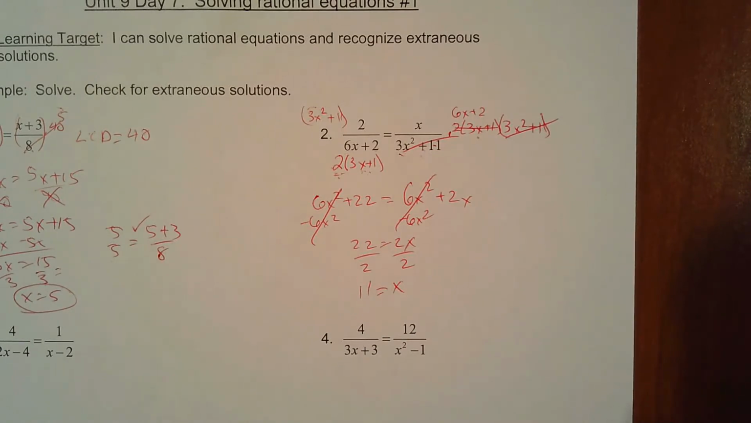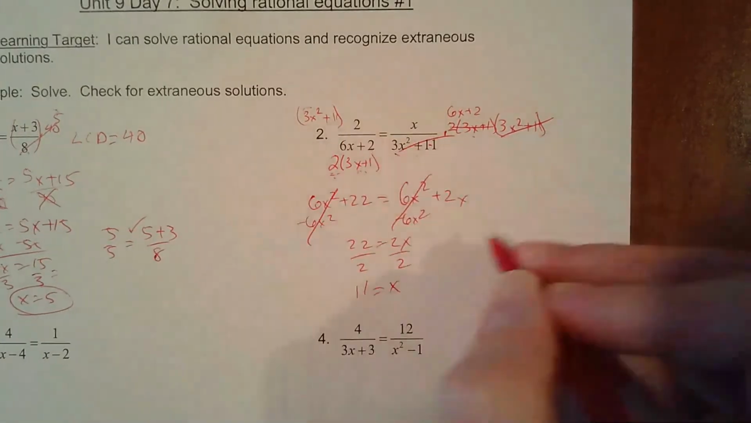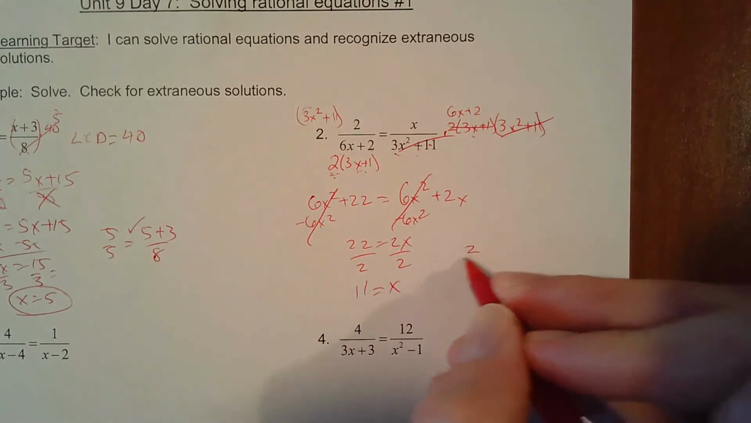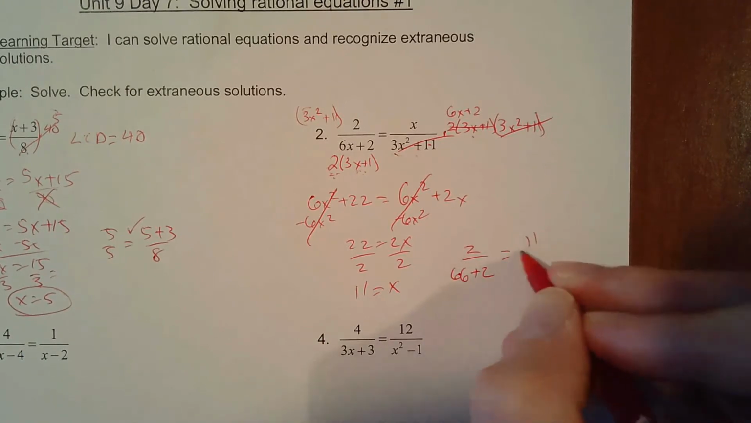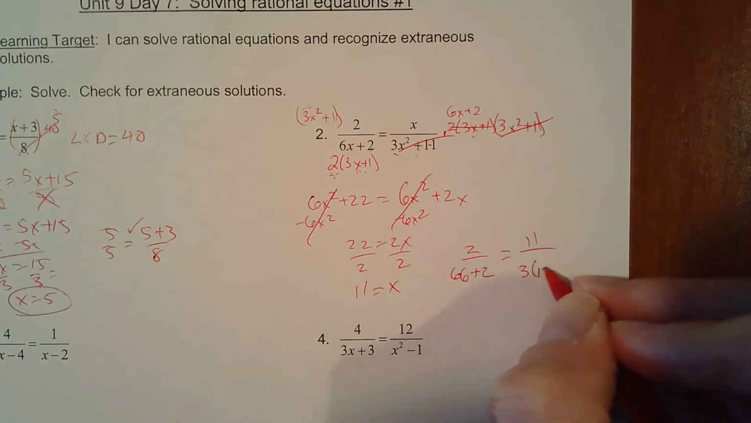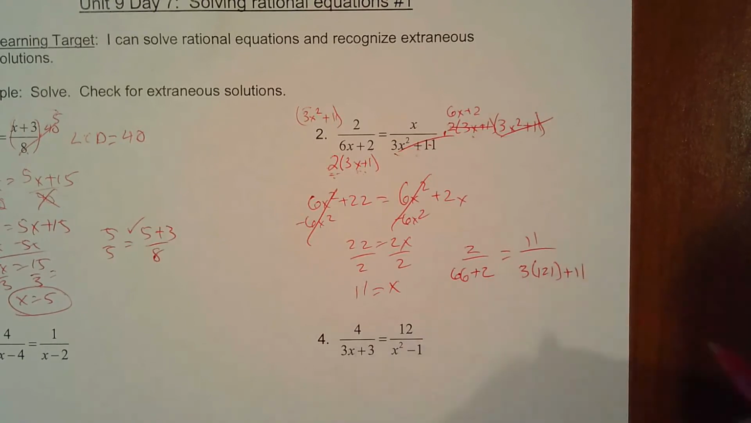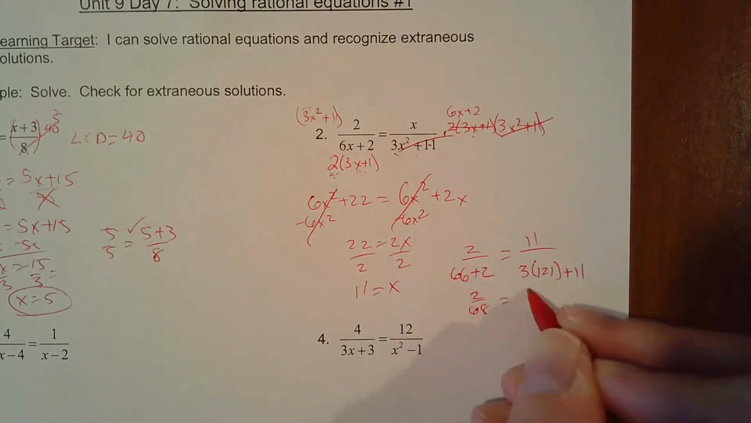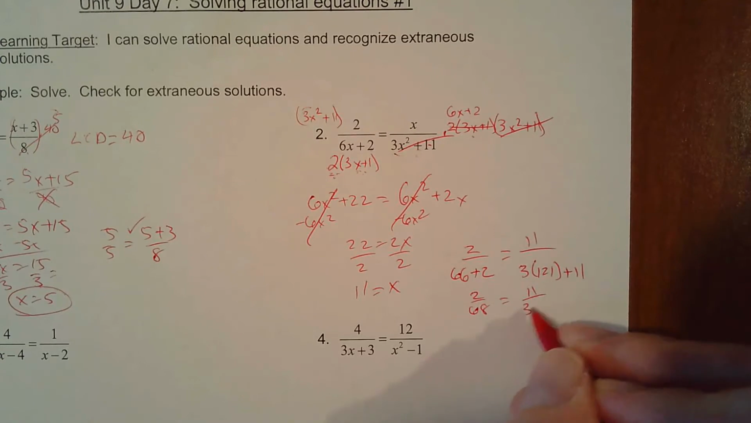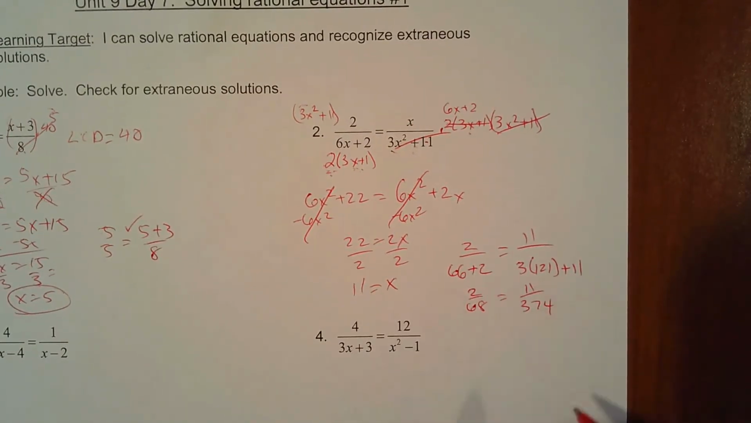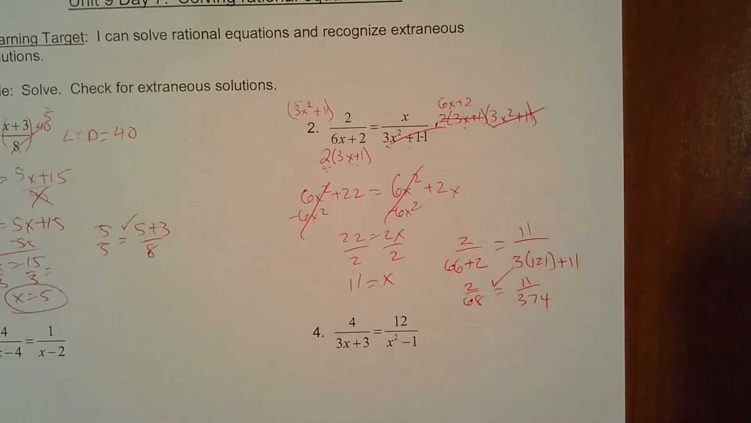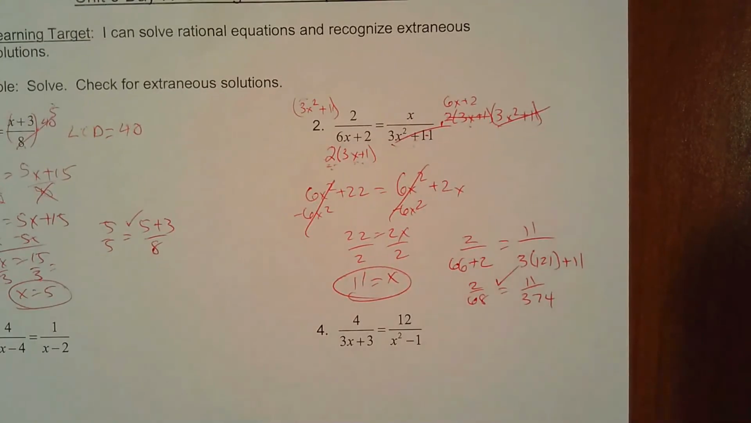And if you plug those back into the original equation, you end up getting 2 over 66 plus 2. Does that equal 11 over 3 times 121 plus 11? So does 2 over 68 equal 11 over 374? And if you divide these and put them in a calculator, you get the exact same decimal. So these are the same fraction. If you reduce them down completely, they end up being the same fraction. So this is a solution.